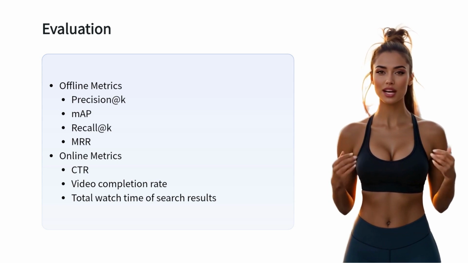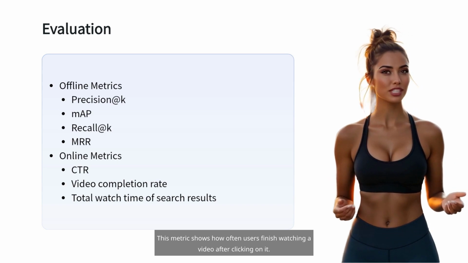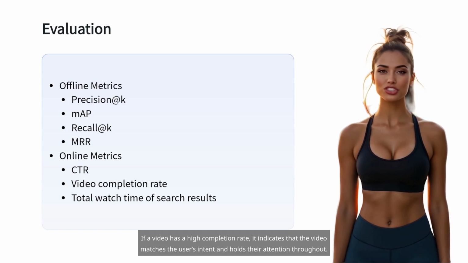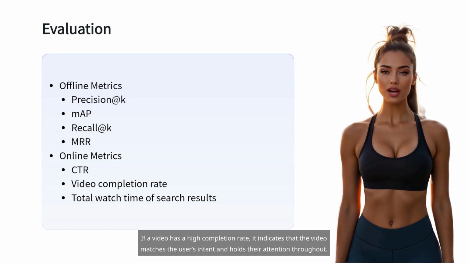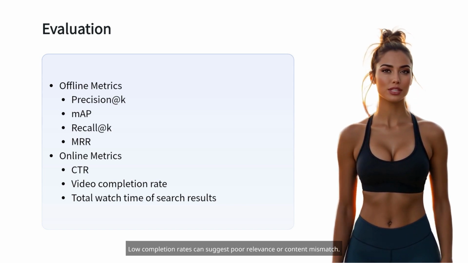Video completion rate. This metric shows how often users finish watching a video after clicking on it. If a video has a high completion rate, it indicates that the video matches the user's intent and holds their attention throughout. Low completion rates can suggest poor relevance or content mismatch.